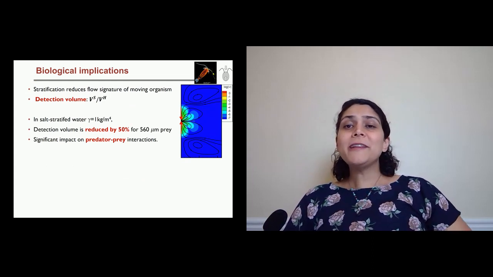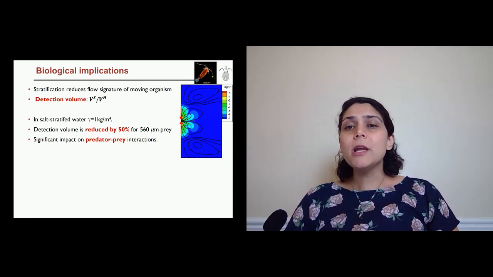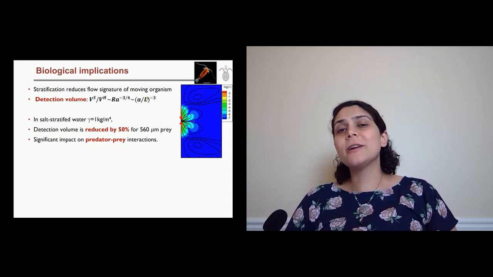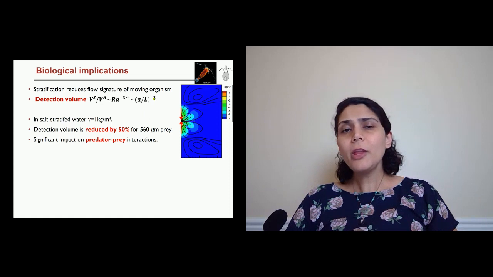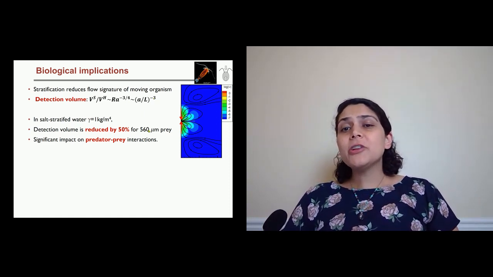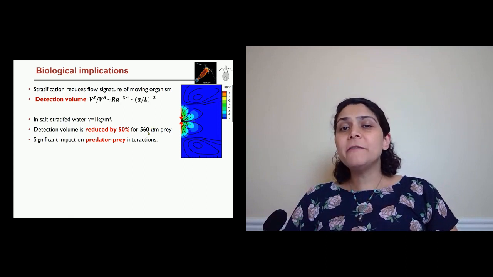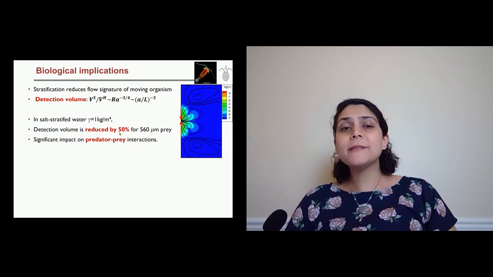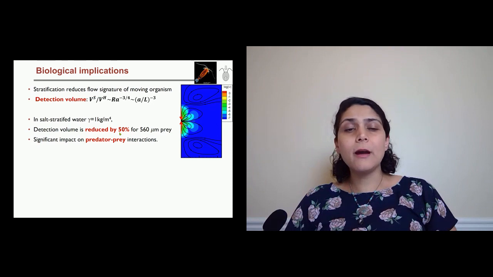So you can quantify that, now that we have this semi-analytical solution, by calculating the detection volume inside which flow disturbances exceed the threshold. And if you do that, you see that the detection volume scales with the size of the organism over the length scale of stratification to the power minus third. You can also represent it in terms of Rayleigh number. If you do the calculation for a 600 micrometer prey, then there's a 50% reduction in detection volume. So mechanosensing is suppressed. So perhaps these stratified regions act as niches where these organisms can hide.